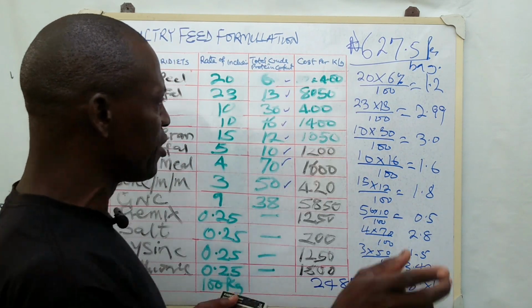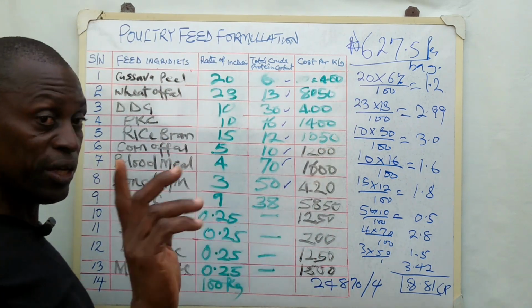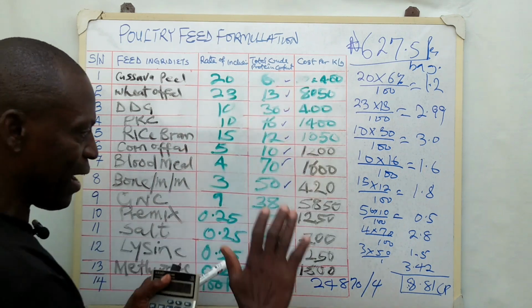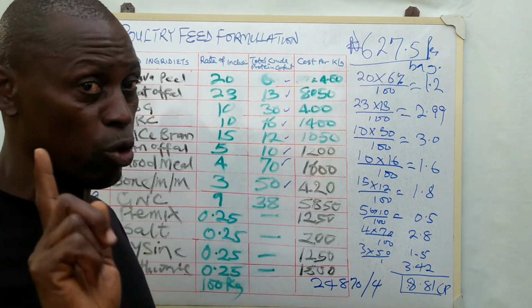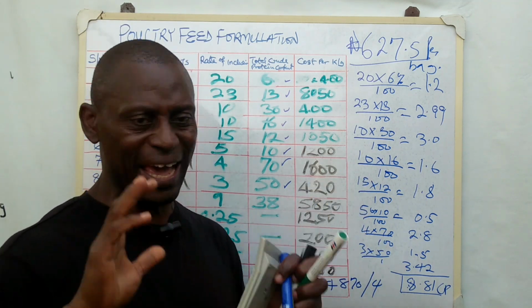It's a different formula. Please don't change anything here. If you change anything, it will not balance. You can see that we have animal protein, we have crop protein. Everything here is balanced. If you change any one here, you're going to change all of them. That's why we call it formula. Formula means they must be balanced. No one should be higher than the other.